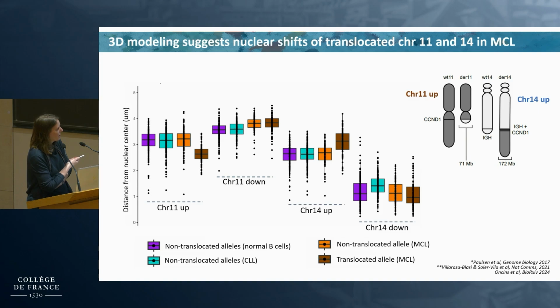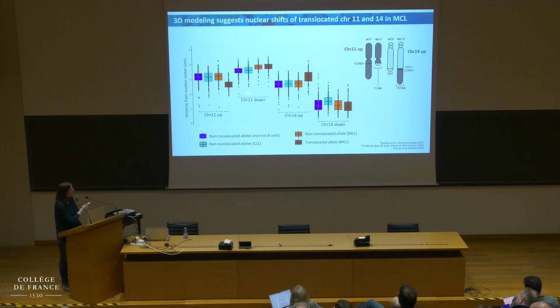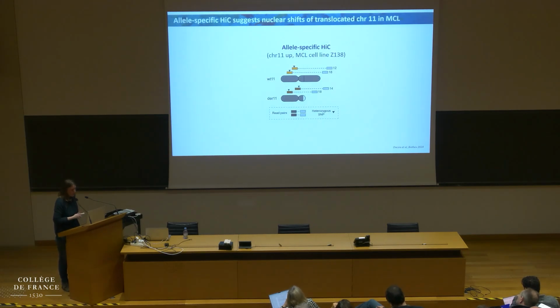So we have our 4 chromosomal pieces, and we see here the non-translocated alleles for the normal cells in purple, the non-translocated alleles for the CLL cells in light blue, and then we have for the mantle cell lymphoma a non-translocated allele and a translocated allele. And basically what we see is an inward shift of chromosome 11 up. You see that this translocated allele moves inwards because it gets closer to the nuclear center. And in the opposite way, we see an outward shift of these translocated chromosomes 14 up. So this moves outwards.